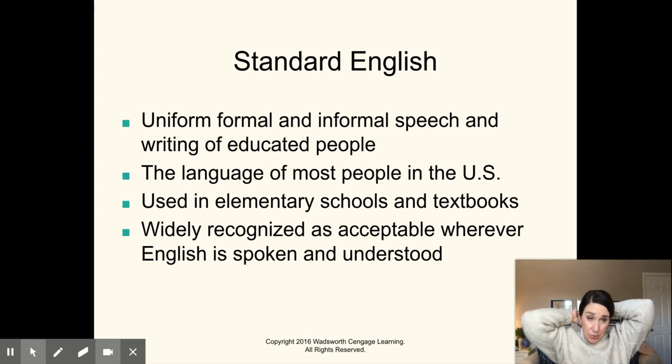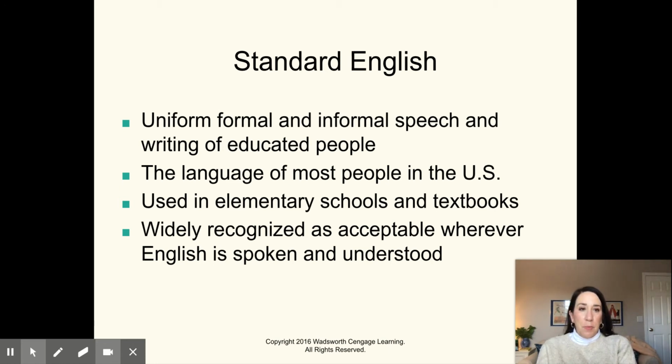Standard English is the English which I am using to speak with you right now. Standard English is the uniform, formal, and informal speech and writing of educated people. It is generally the language that you would speak to me in the classroom. It's what our textbooks are written in, and generally other informational texts are written in standard English. That's sort of the generally accepted way we use English.